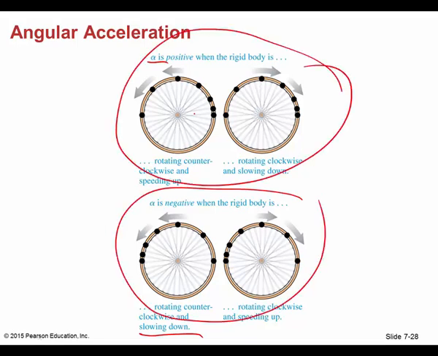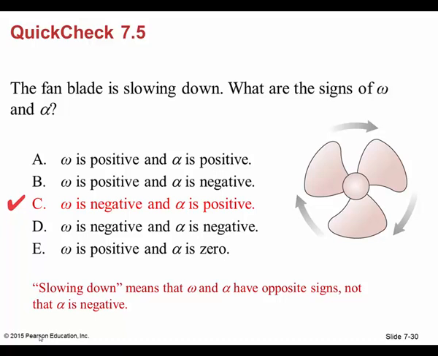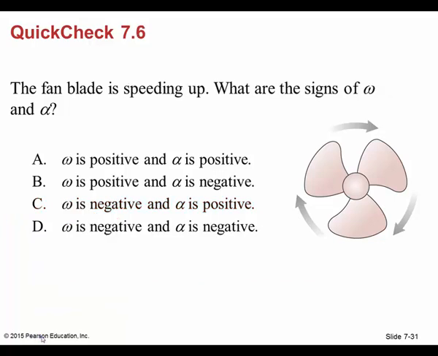Okay? All right. Now, all right, fan blades slowing down. What are the signs of omega and alpha, angular speed and angular acceleration? Well, it's slowing down, so therefore omega is negative, but alpha is positive. Angular acceleration is positive, okay? Fan speeding up. Notice the direction it's moving. What are omega and alpha? Well, they're both negative, okay, because it's going clockwise and it's speeding up.